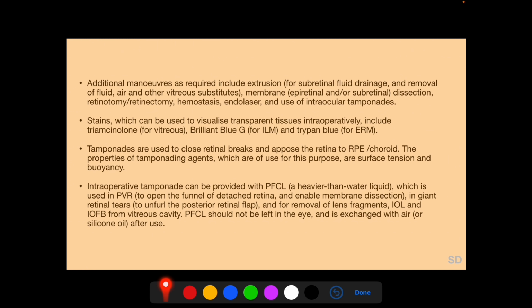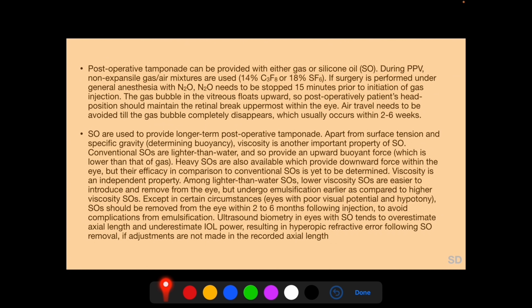Intraoperative tamponade can be provided with PFCL, a heavier than water liquid, which is used in PVR, in giant retinal tears, and for removal of lens fragments, intraocular lens, and intraocular foreign body from the vitreous cavity. PFCL should not be left in the eye and is exchanged with air or silicone oil after use. Post-operative tamponade can be provided with either gas or silicone oil.